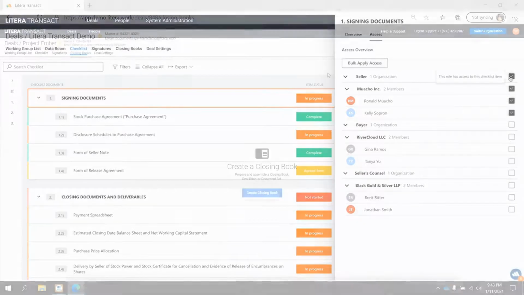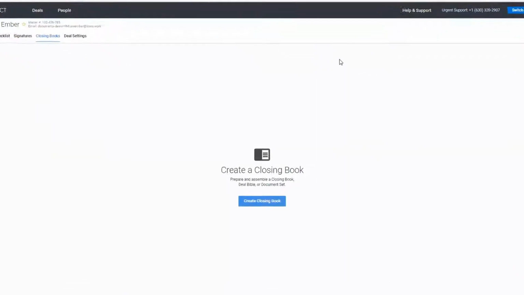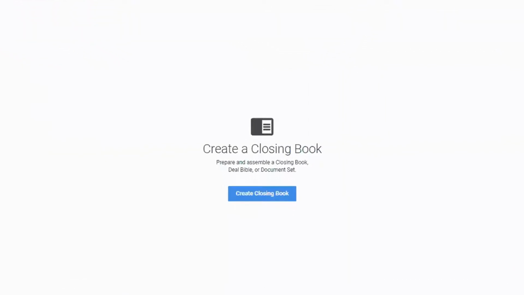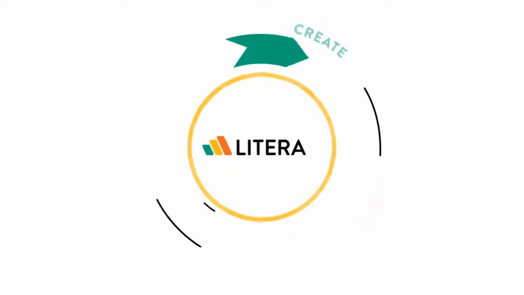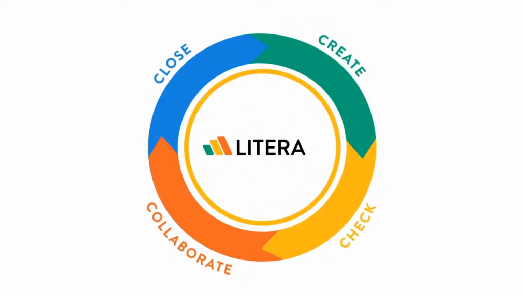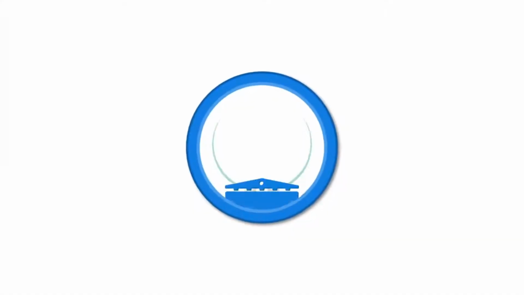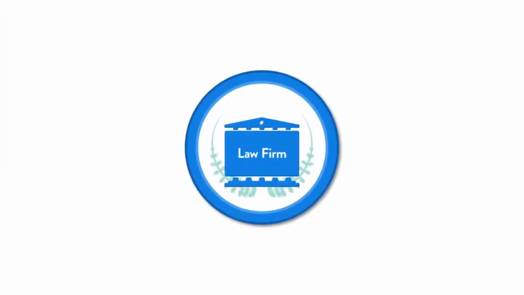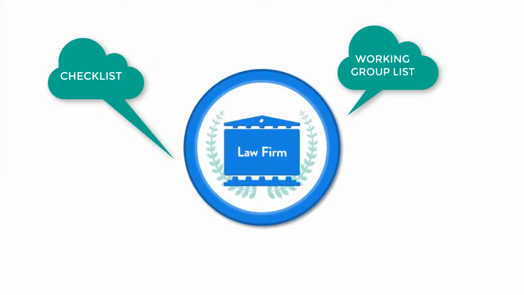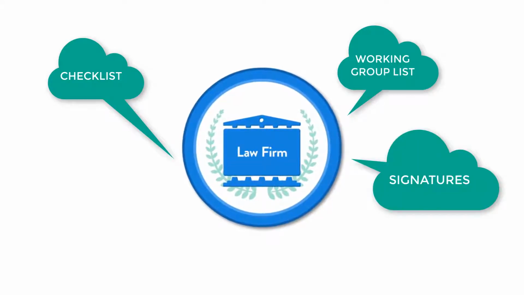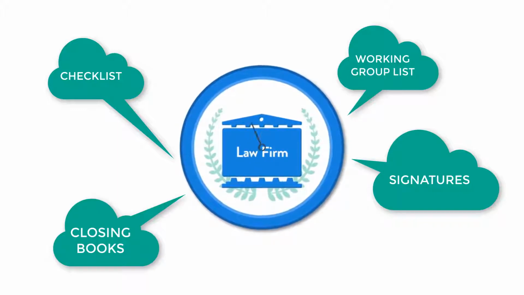Litera Transact is a secure, collaborative workspace that helps deal teams simplify their workflow throughout the lifecycle of a deal and across all different deal types. Today, I'll be taking you through the Litera Transact platform, showing you the checklist, the working group list, the signature packets and tracking function, and then, finally, creating your closing books directly in Transact.